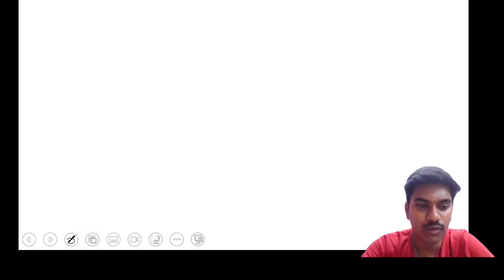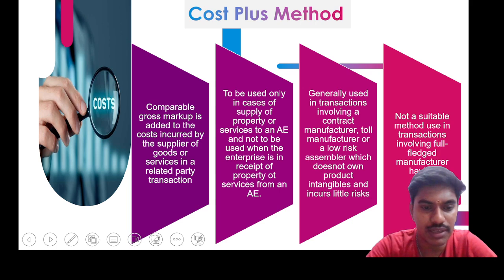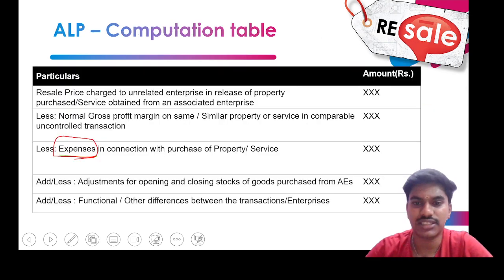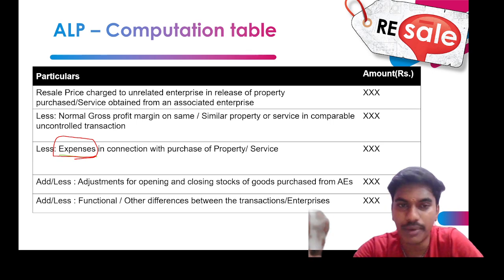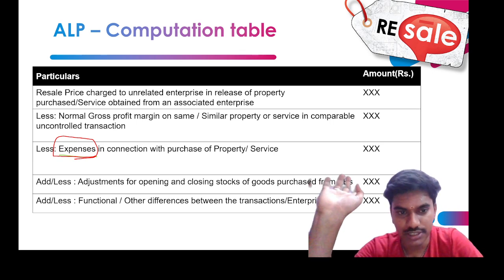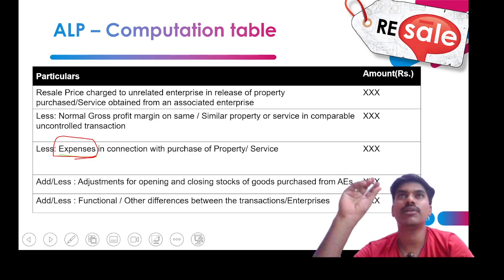Let us go to our example itself. In a normal trading account, we are going to have opening stock and closing stock also. So in a normal trading account, we are also going to have opening and closing stock. That being the case, that should also be adjusted is what is being said here. Next is adjustment for all functional differences. This is going to be common in all the methods of transfer pricing. So very simple.